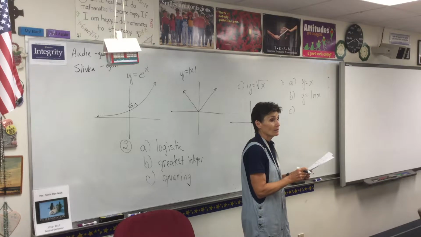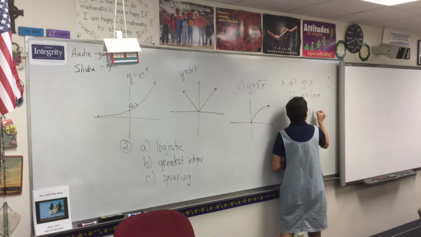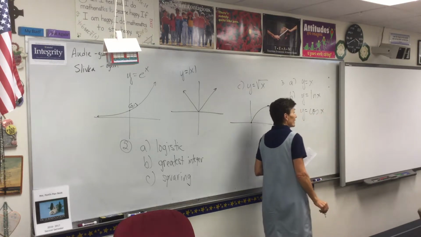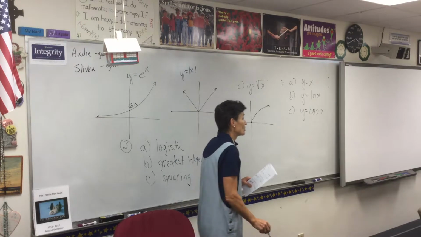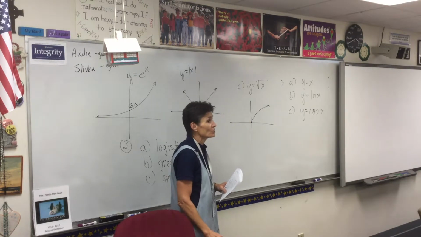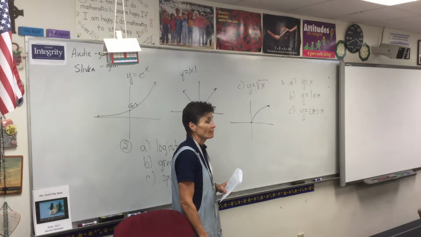So y equals sine... Oh, it's the cosine. That is the cosine. How does Audie know it's the cosine and not the sine? Because the middle point's above... Right. It doesn't go through the origin. Remember, the sine goes through the origin. This one doesn't go through the origin, so therefore it's the cosine.